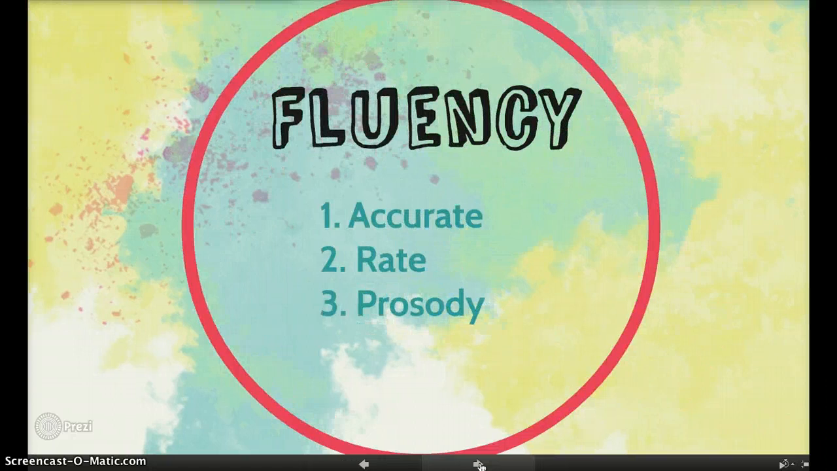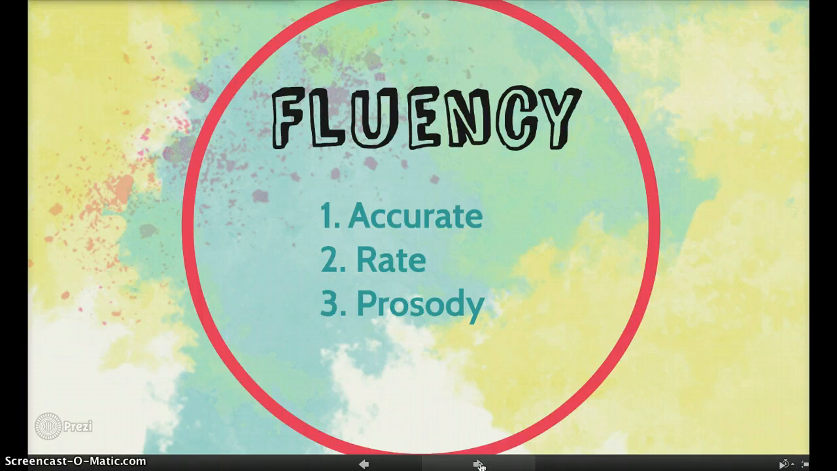Secondly, fluency. There are 3 things to look for and note while a student is reading to look for fluency. First is accuracy. How accurately are they reading? Second is rate. How fluently and how fast or slow are they reading? And thirdly, prosody. The pitch, tempo, or rhythm at which they're reading. Without these things, it will cause the student to struggle with comprehension.